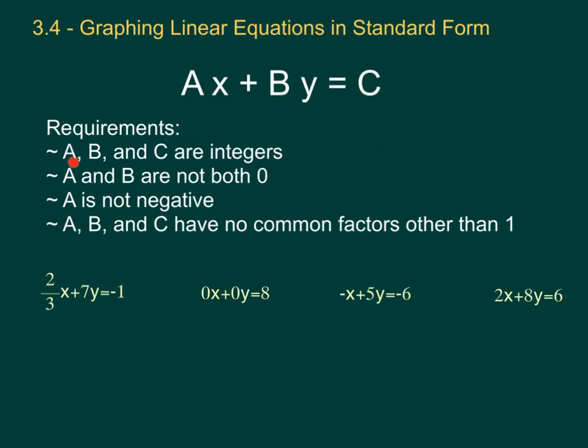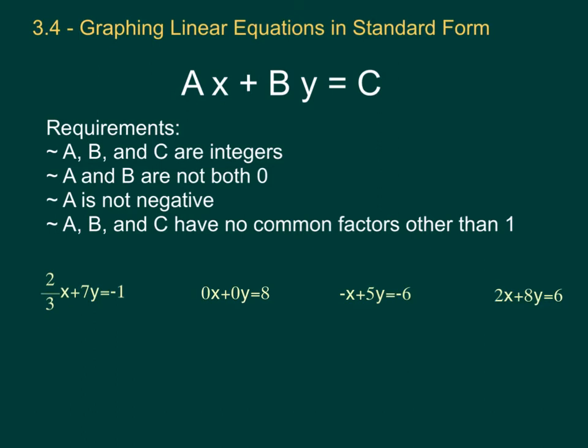First of all, a, b, and c, these coefficients and this constant are all integers, so no fractions, no decimals. Second requirement is that a and b are not both 0. It's okay for one to be 0, but not the other. If both are 0, we'll see it doesn't really make any sense.